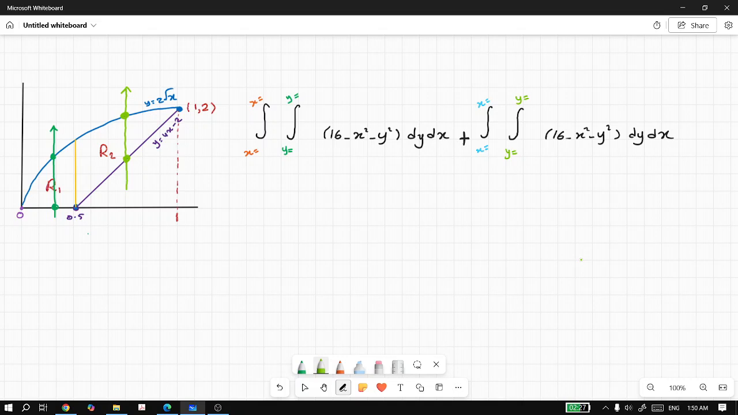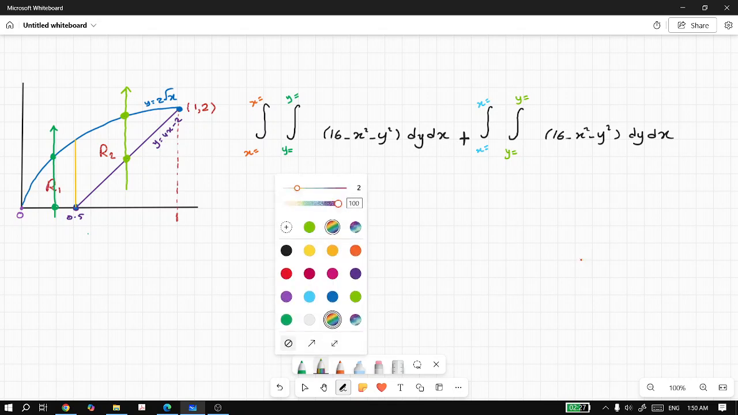Region 1 will be a part, and the double integration for region 2 will be different from region 1. So we cannot solve it as one double integral. We have to change this region into two separate regions, which are R1 and R2. Okay?